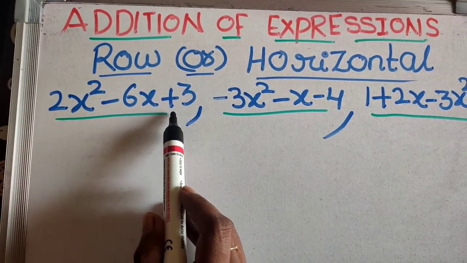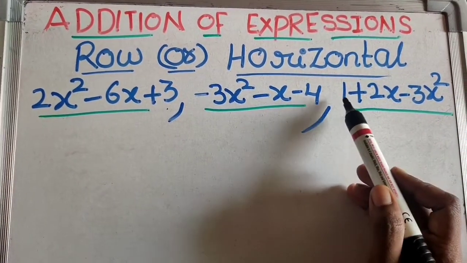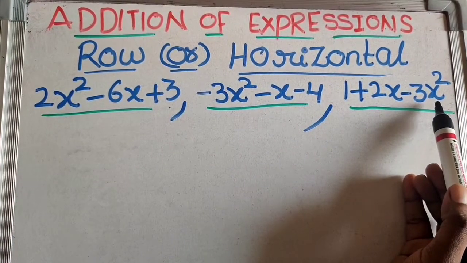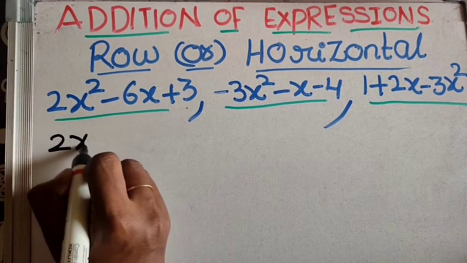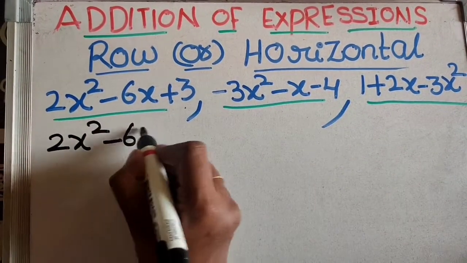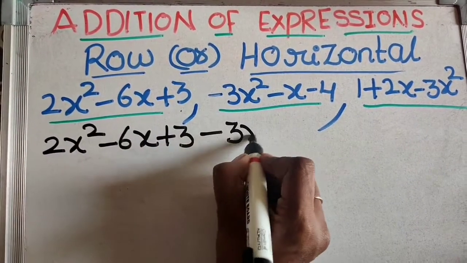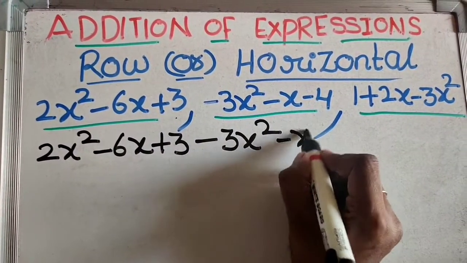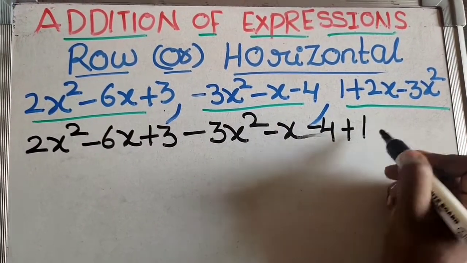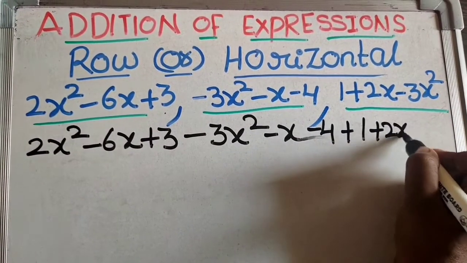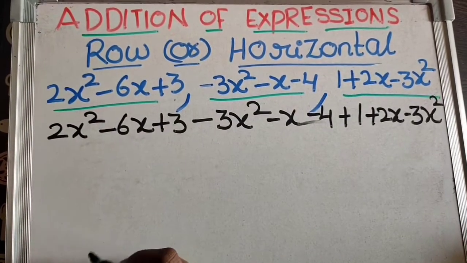Here we have the terms 2x² - 6x + 3, then 3x² - x - 4, and 1 + 2x - 3x². So here we have 3 expressions. So write the first expression, 2x² - 6x + 3, then 3x² - x - 4, and the next expression, 1 + 2x - 3x². So now what we have to do?